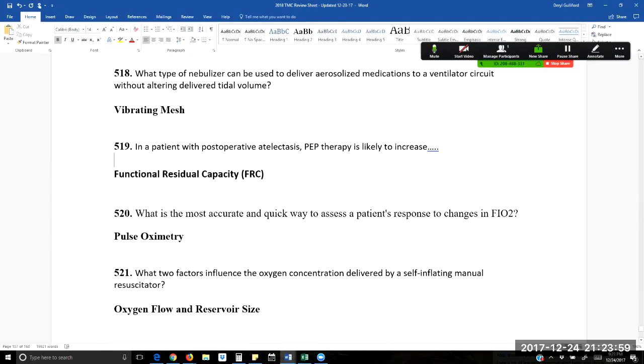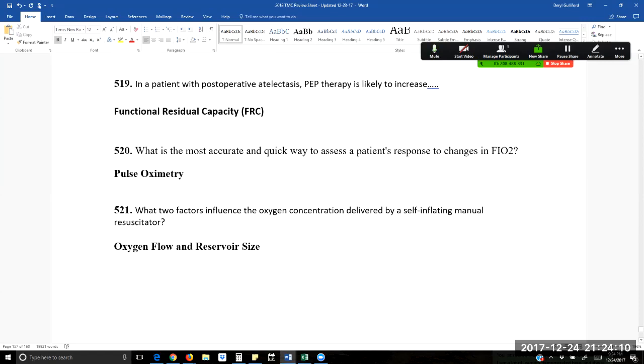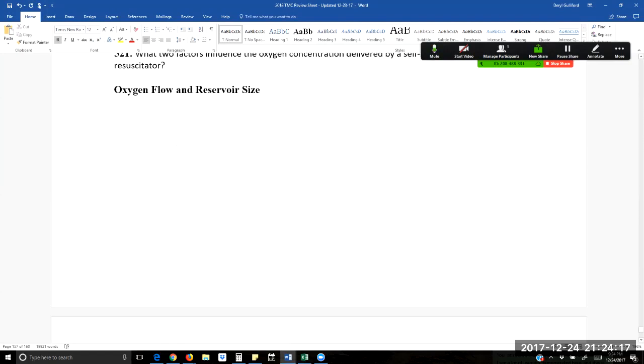520, what's the most accurate and quick way to assess patients' response to changes in FiO2? That's pulse oximetry. We should still be doing blood gases, but change by change, we can go with the pulse ox. What two factors influence the oxygen concentration by a self-inflating bag? It's the oxygen flow and the reservoir size.